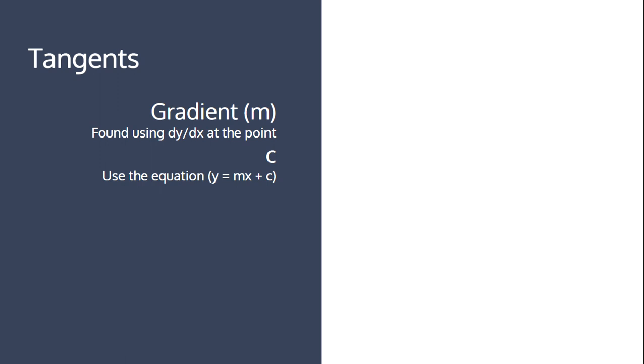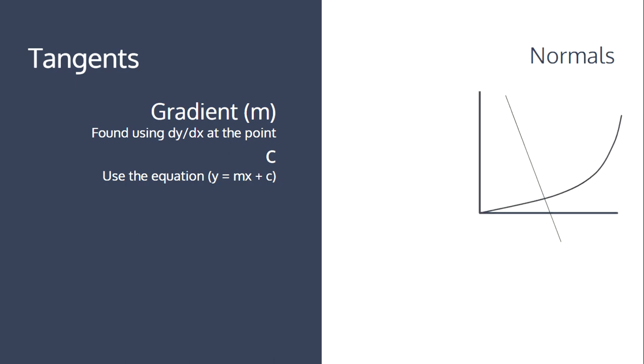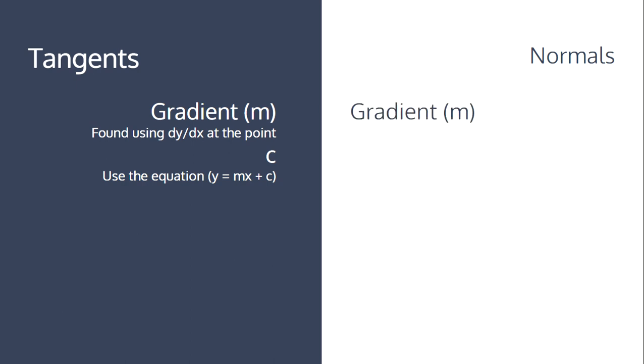Now, we can also find the equation of the normal to the line. Normals are essentially the inverse of tangents, and they look like this. It's essentially a 90-degree rotation of where the tangent was, and the way we find the equation of it is as follows. To get the gradient, we take the negative reciprocal of the gradient we worked out before, which amounts to doing 1 divided by it and then changing the sign.